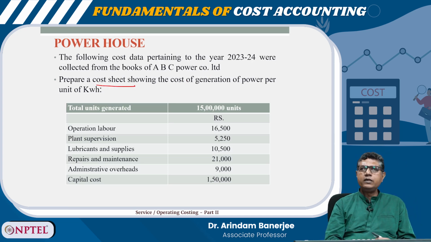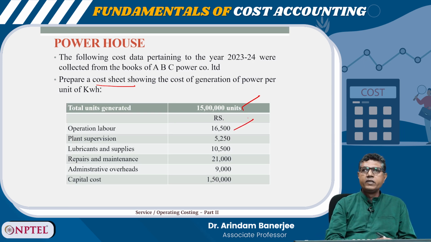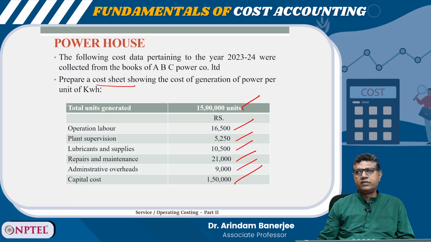So, what is the information given? Total units generated 15 lakh units, right? Operation labor 16,500, plant supervision 5,250, lubricants etc. 10,500, repairs and maintenance 21,000, administrative overheads 9,000, and capital cost 1,50,000.